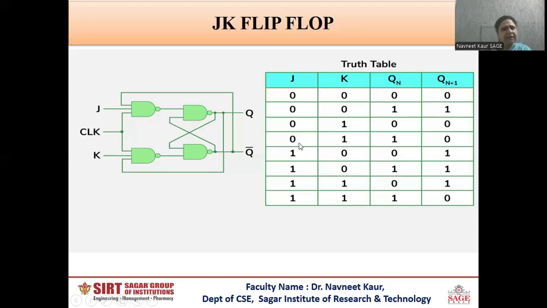Now, in the third and fourth condition, J is 0, K is 1. Now, whatever is the value of Qn, Qn plus 1 will always be 0. This is known as reset state.